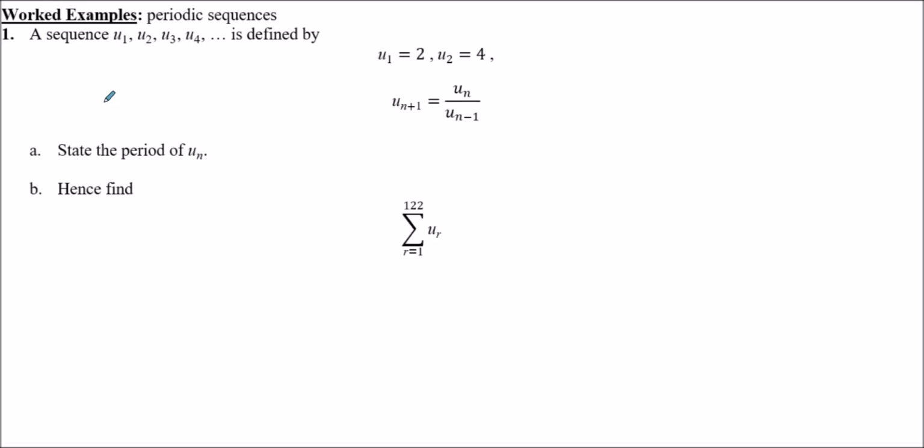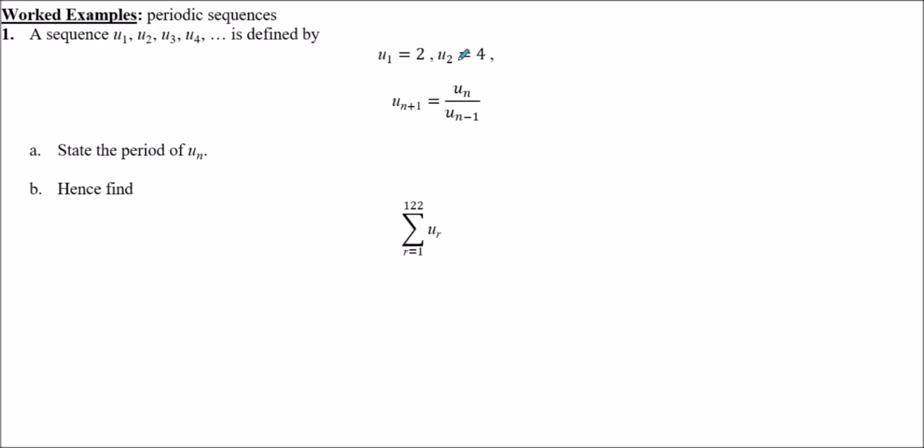So here's an example of a periodic sequence. We need to find the period of un. A sequence, u1, u2, u3, u4, is defined as follows. I'm going to give you 2 terms here. The first term is 2, the second term is 4. un plus 1 equals the term immediately before un plus 1 divided by the term 2 terms before un plus 1. So this is a recurrence relation, given in terms of 3 different terms.